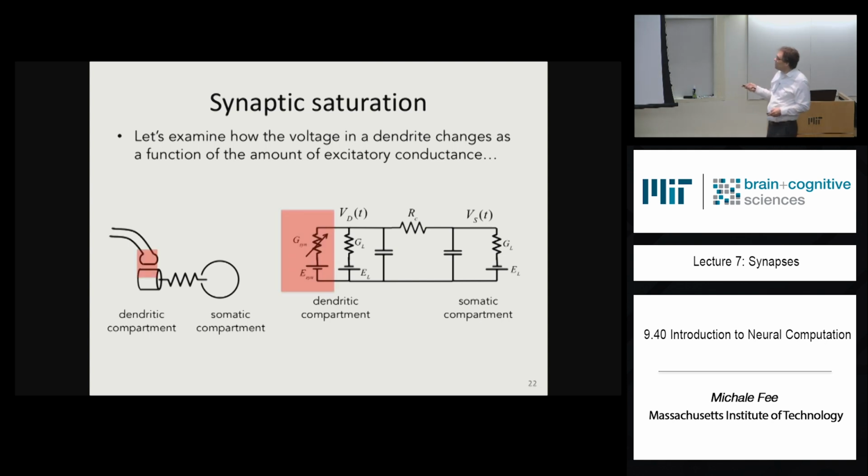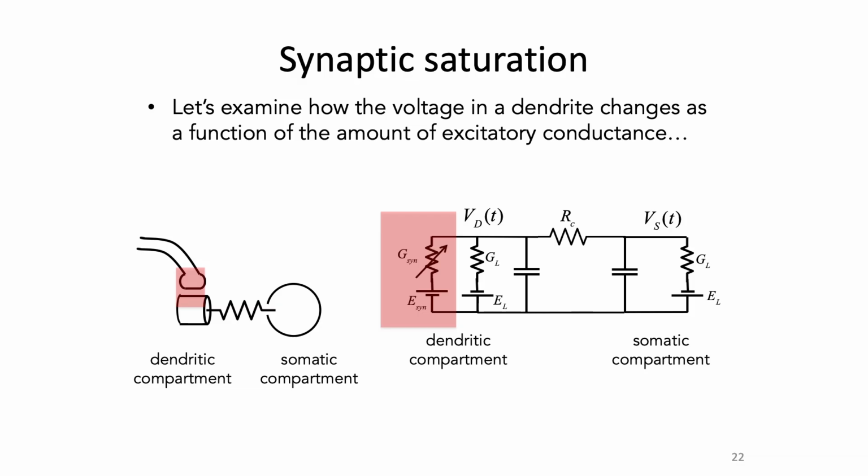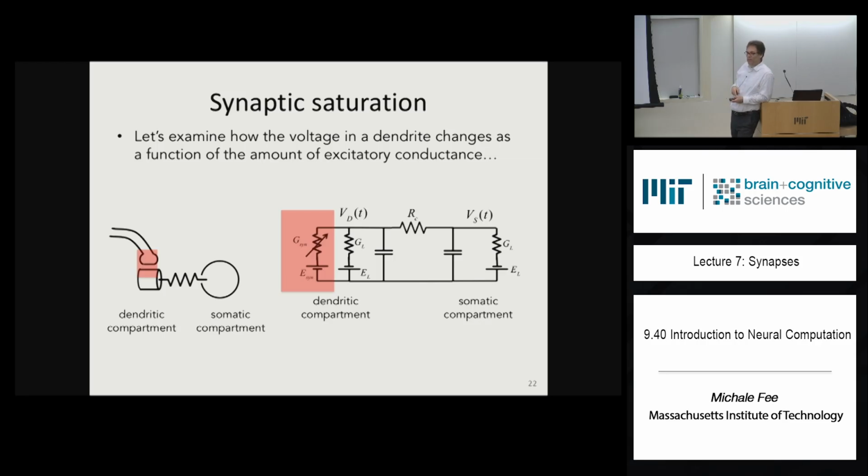And what we're going to do is just think briefly about what this looks like when you add a synapse to the dendrite. Okay? And what we're going to study is how the voltage in the dendrite changes as a function of the amount of excitatory conductance that you add. Okay?